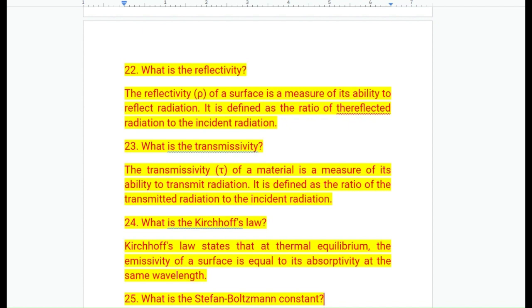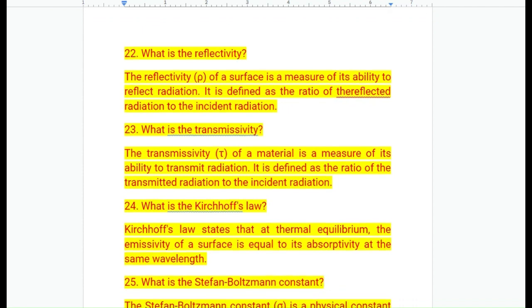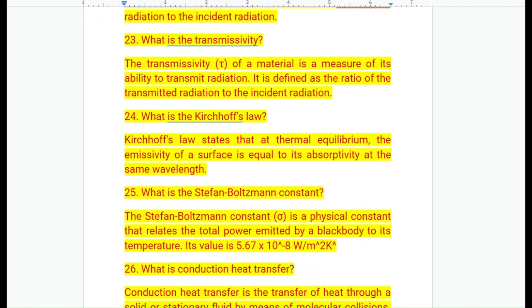22. What is the reflectivity? The reflectivity, rho, of a surface is a measure of its ability to reflect radiation. It is defined as the ratio of the reflected radiation to the incident radiation.